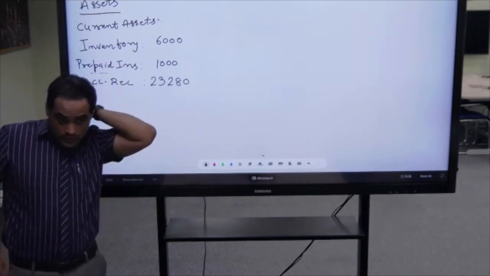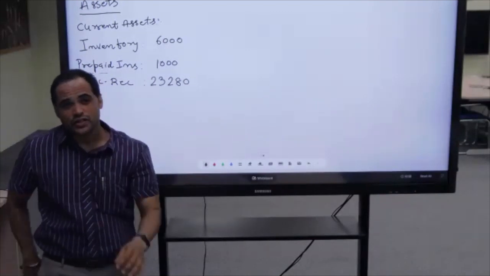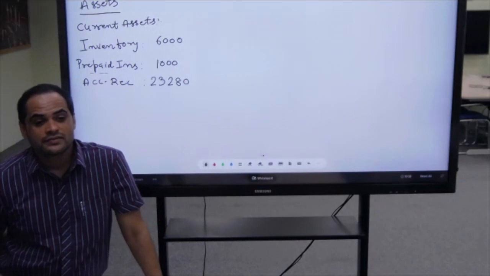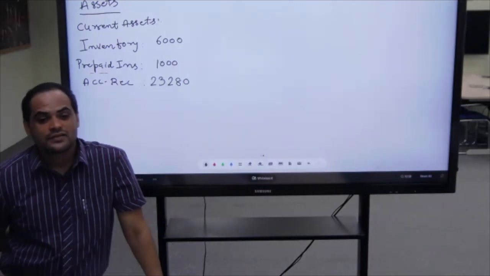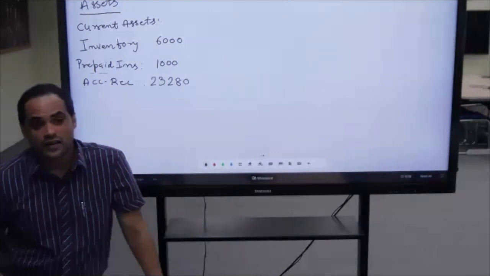You finished? Depreciation? Is depreciation your current assets? Is it your current assets? Make sure you check again, look at your documents. Depreciation is not your current assets.